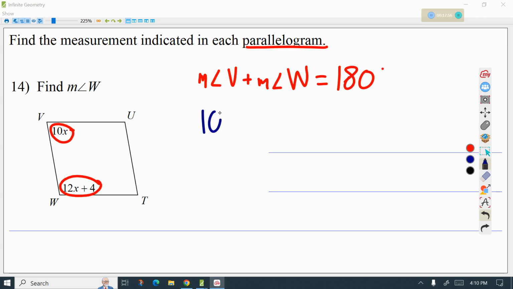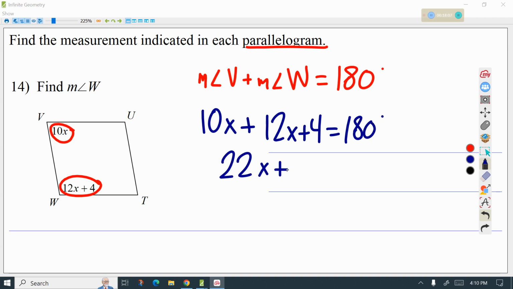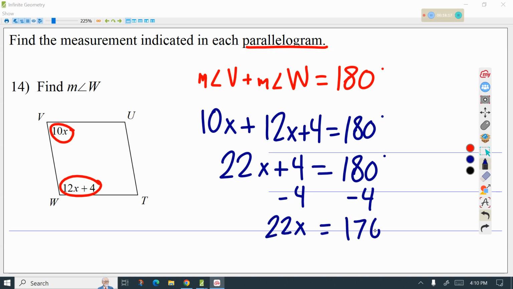V is equal to 10x and W is equal to 12x plus 4, and that equals 180. If we add those up, that gives me 22x plus 4 equals 180. Now, there we go. If I take away 4 from both sides, we get 22x equals 176. If I go ahead and divide both sides by 22, we get x equals 8.